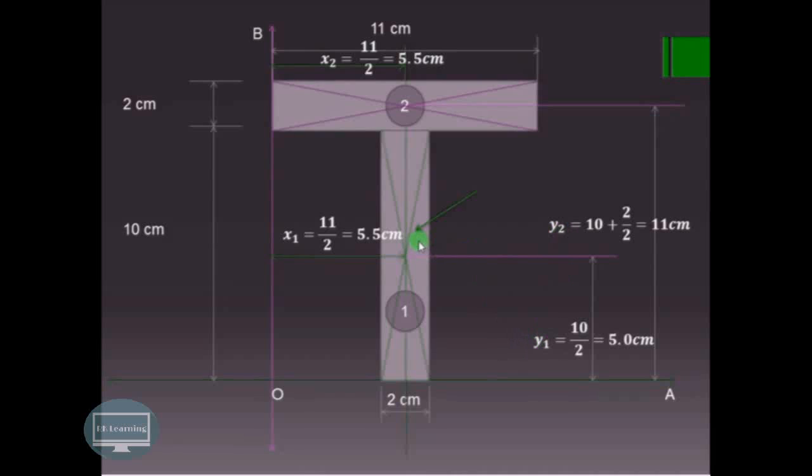Now the areas of the sections we can also calculate. So the area of the first rectangle will be equal to 10 into 2, that is 20 centimeters square. Similarly, the area of the second rectangle will be equal to 11 into 2, that is 22 centimeters square.